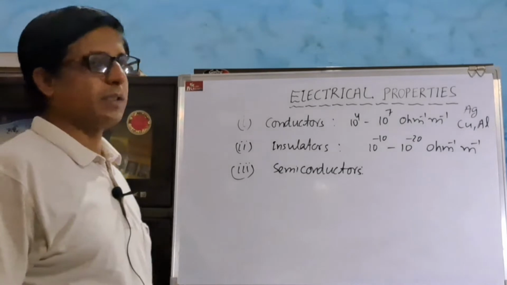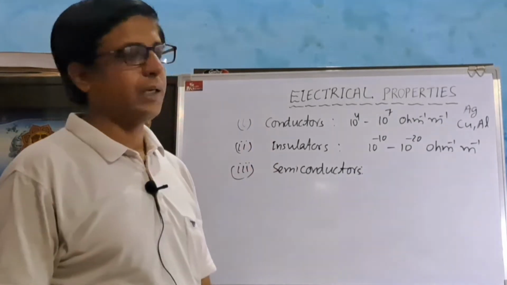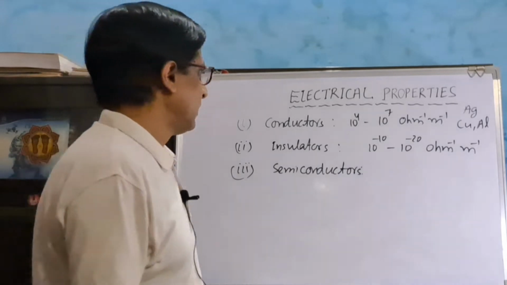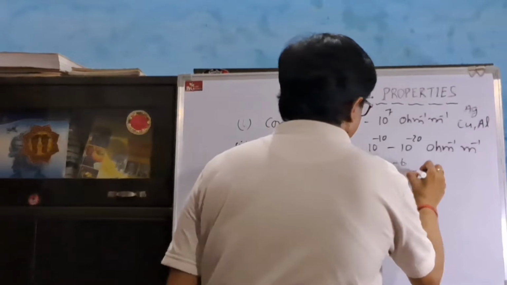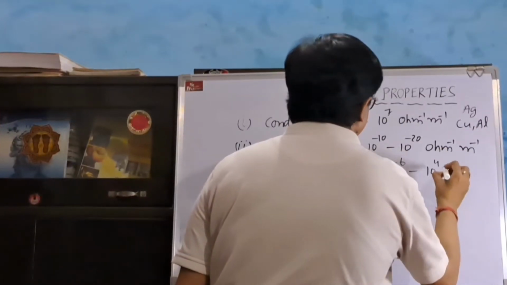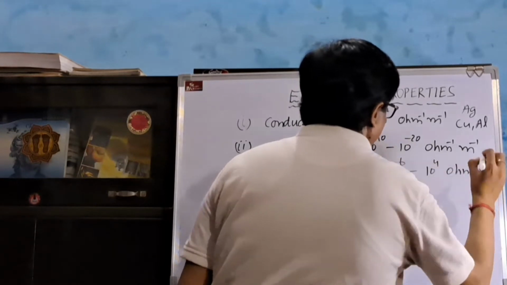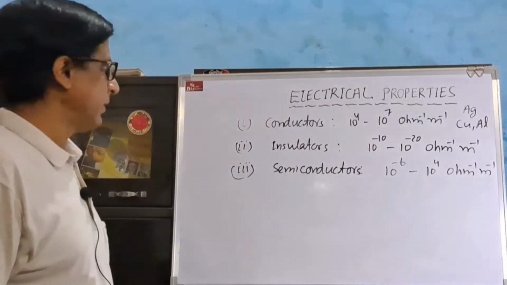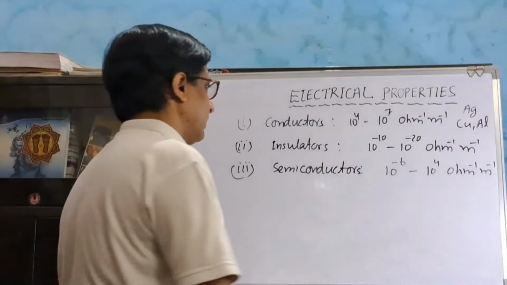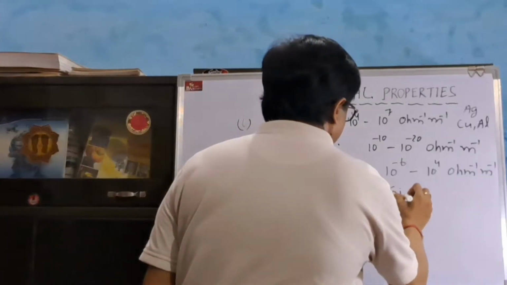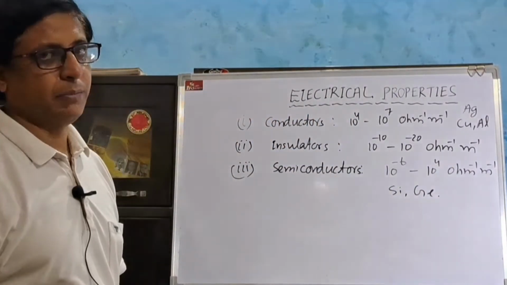Semiconductors are the substances which have conductivity intermediate between conductors and insulators. They have conductivities of the order 10 to the power minus 6 to 10 to the power 4 ohm inverse meter inverse. Some examples are silicon and germanium, which are known as semiconductors.